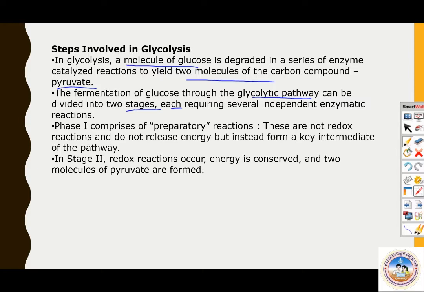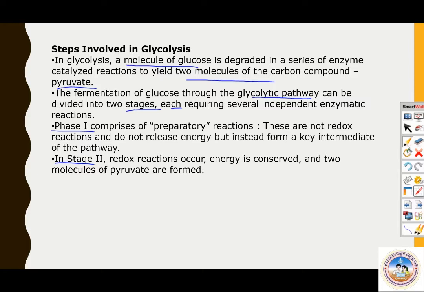So each of them has only one particular enzyme present. Am I clear? Okay, moving ahead. Phase 1 comprises the preparatory phase. So usually glycolysis has two phases, phase 1 and phase 2. Am I clear to you? Phase 1 comprises preparatory reactions. These are not redox reactions and do not release energy, but instead form a key intermediate of the pathway.